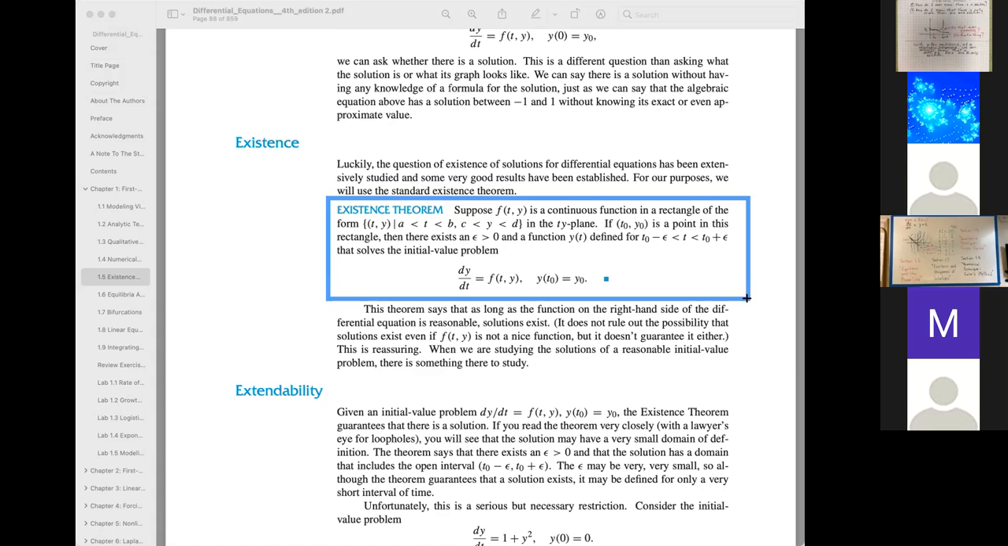Let's read this together. Suppose the function f of t and y is continuous. What function? The function in my differential equation. Let's say it's continuous in a rectangle of some size. That's the fancy letters right there. Let t run from a to b, let y run from c to d. And let's suppose that the point where you're starting is actually in this rectangle where the function is continuous.